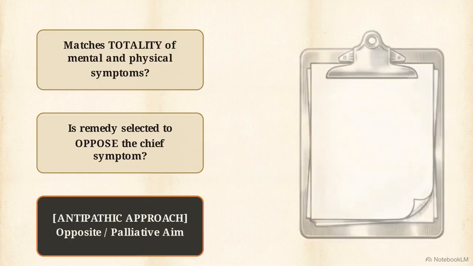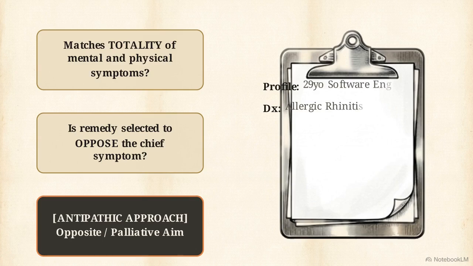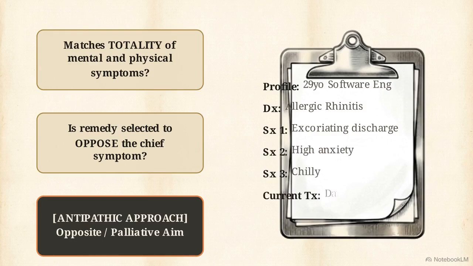Let's test it with a case. A 29-year-old software engineer presents with severe allergic rhinitis. She has an excoriating nasal discharge, high anxiety, chilliness, and she is managing it by taking a daily over-the-counter antihistamine.